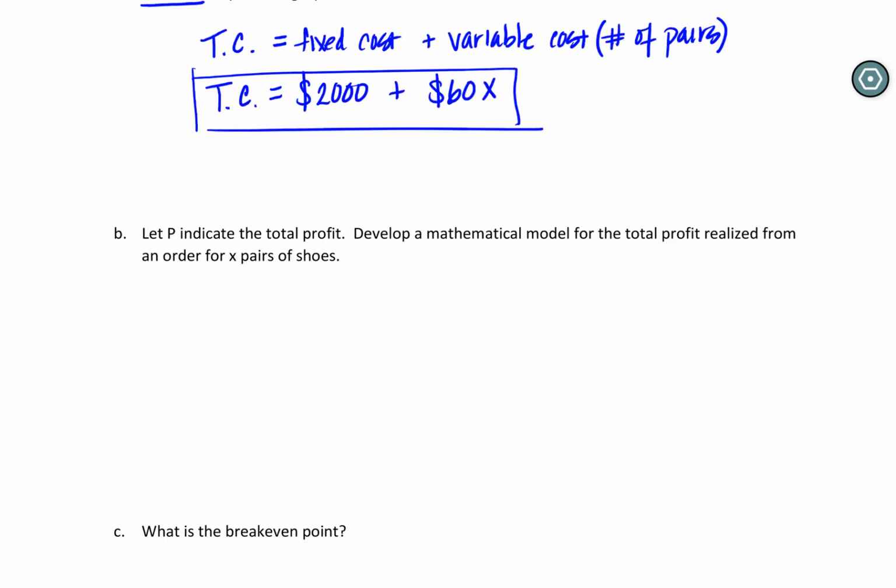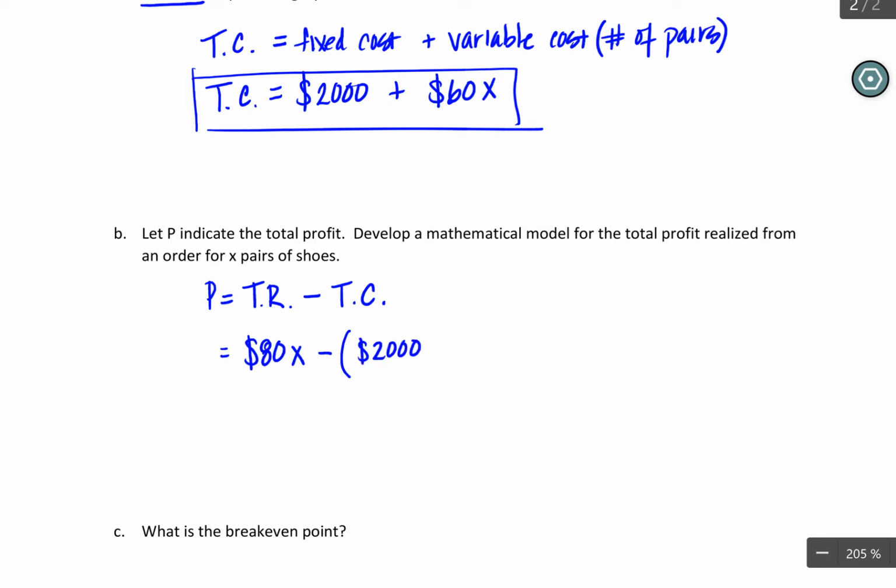Part B says let P indicate the total profit. Develop a model for the total profit realized from an order of X pairs. So now we need to calculate the profit, and we know that profit equals our total revenue less our total cost. So our total revenue is $80, but remember, $80 per pair. So $80 times X minus the total cost, which we just calculated above. So minus (2,000 plus 60 times X).